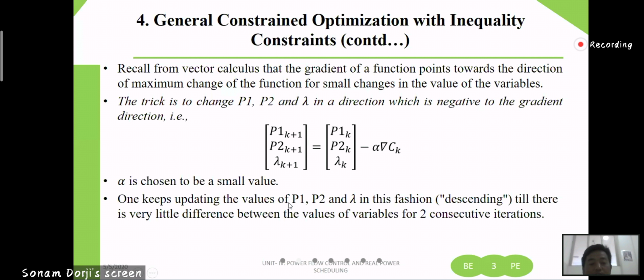So you keep on updating the values of p1 and lambda in this fashion, descending, till there is very little difference between the values of the variables for two consecutive iterations. If the difference between the variables is very small for two consecutive iterations, then we can say that is the solution.